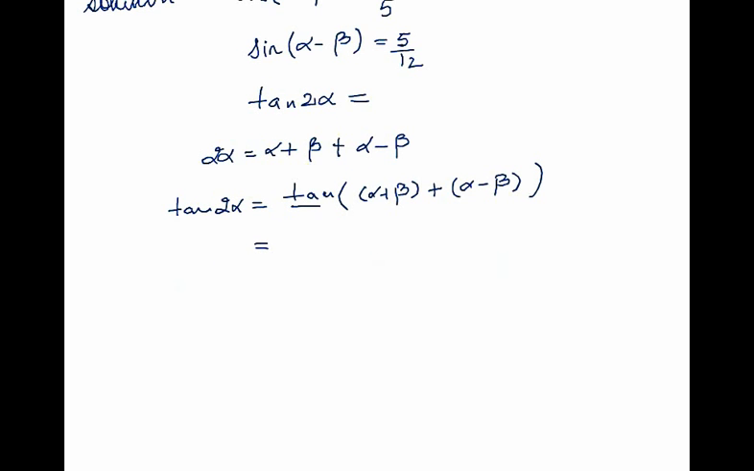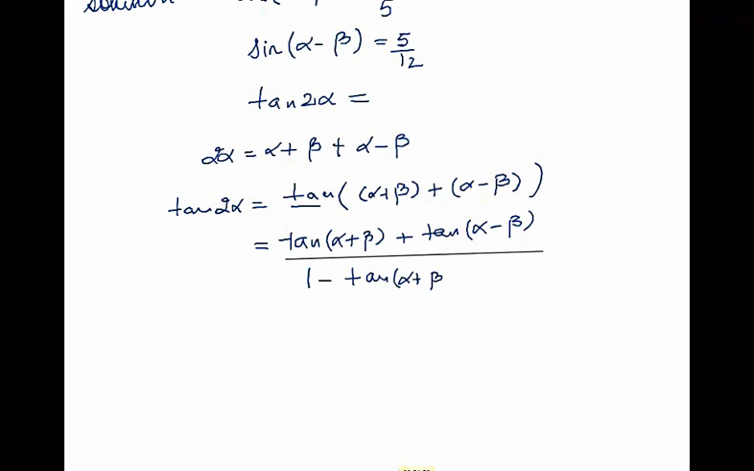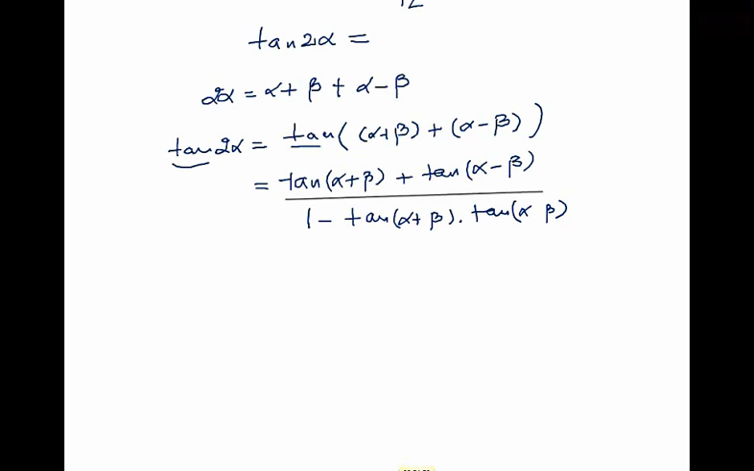And we know that the formula for tan(A plus B) is tan A plus tan B over 1 minus tan A times tan B. So its formula will turn out to be tan(alpha plus beta) plus tan(alpha minus beta), divided by 1 minus tan(alpha plus beta) times tan(alpha minus beta). So to get the value of tan 2 alpha, we need to have the value of tan(alpha plus beta) and tan(alpha minus beta).